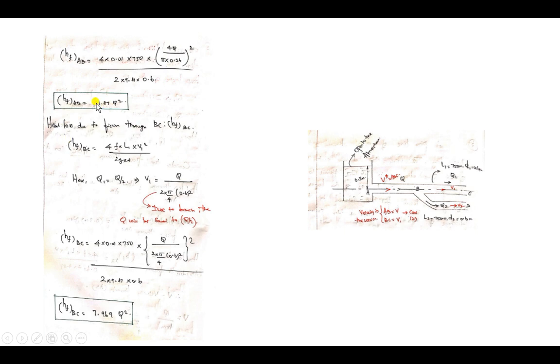Now the head loss due to friction in AB is calculated from here to here. Now we are going to calculate from B to C, with the same equation, 4FL V square by 2GD. We will denote it with 1 because pipe BC is pipe 1. So Q1 equals Q by 2. So V1 equals Q by area. But since Q1 equals Q by 2, V1 will be equal to Q by 2 into area.